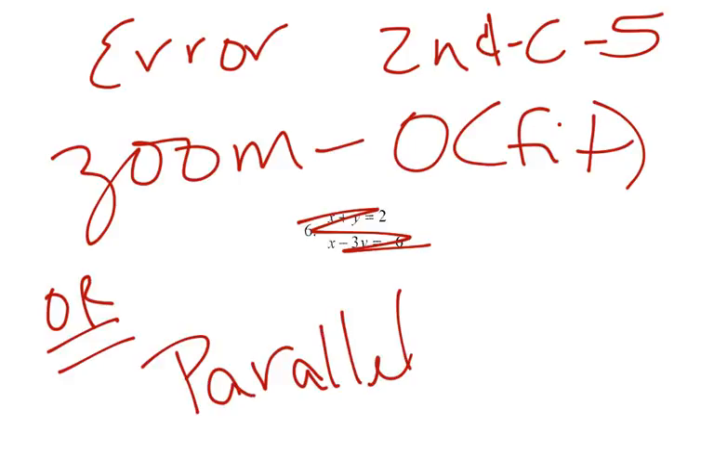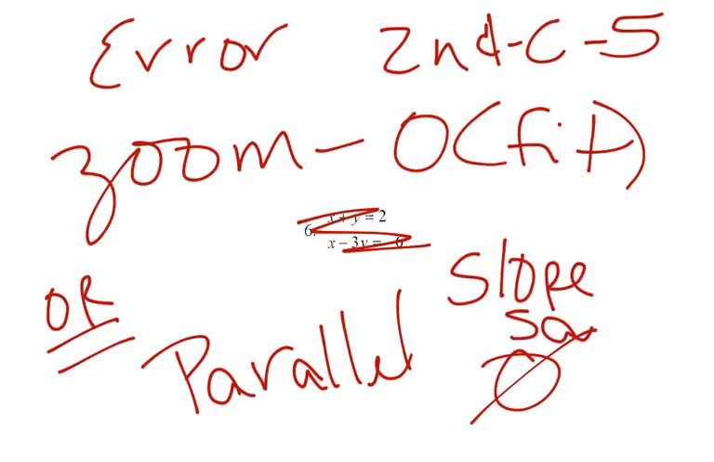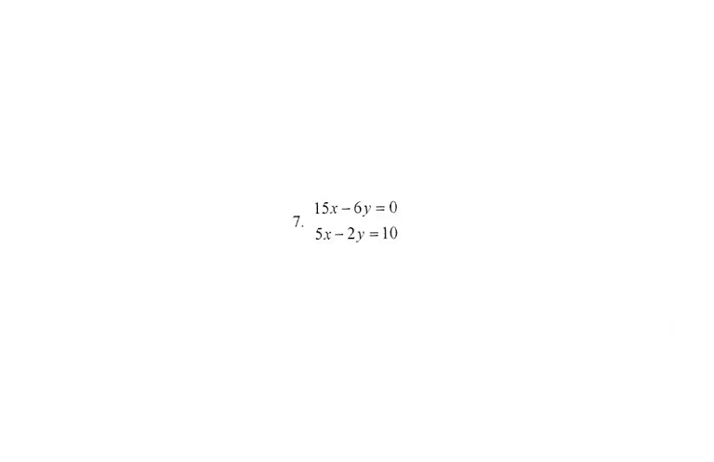If your lines are parallel, they're never going to cross. It can't find it. It's no solution. So go back and check your equation. If the slope is the same, but that's all, then they're going to be parallel. So check on that. Number 7, you got to get y by itself, so we're going to move that 15x.